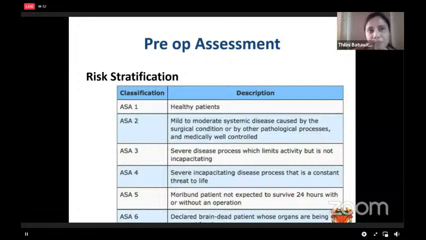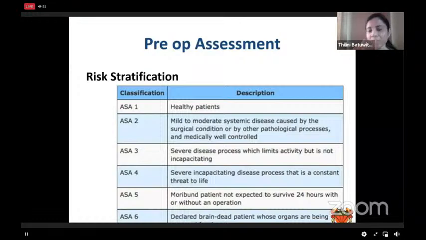And then ASA 5 is a moribund patient. That means whether we do the surgery or not, the patient is unlikely to survive for another 24 hours. So you can understand that it's a very high risk for the patient to go under surgery in that kind of situation, so they can die on the table. ASA 6 is patients who are brain dead, and that is mentioned for the purpose of organ donation.